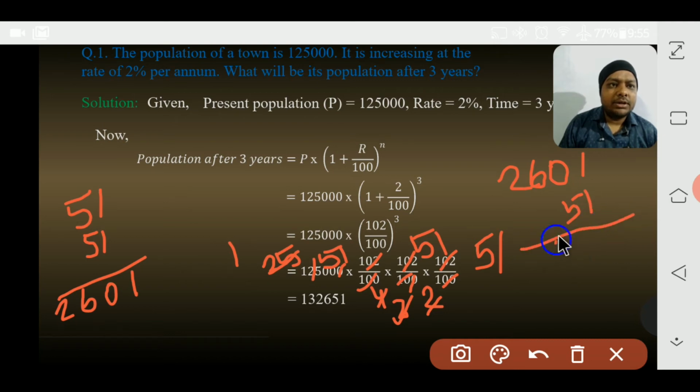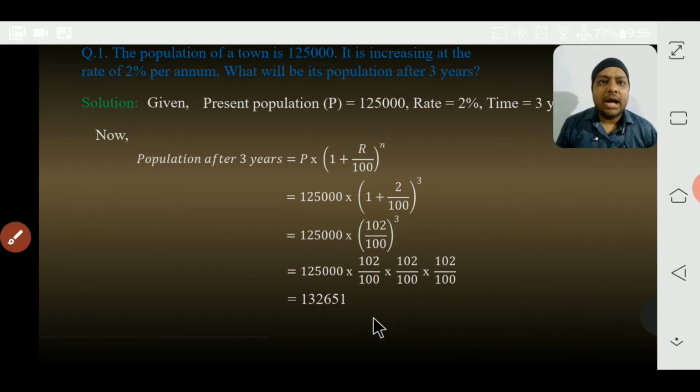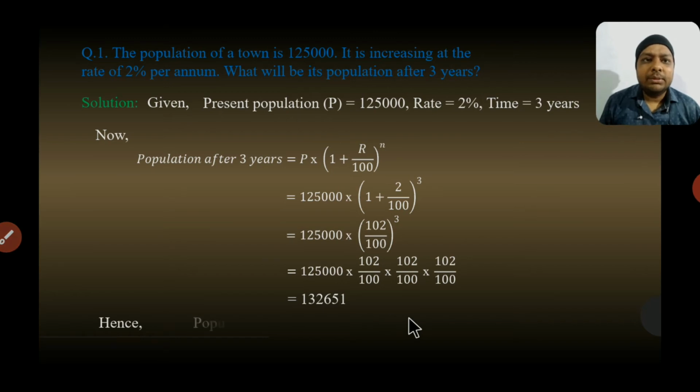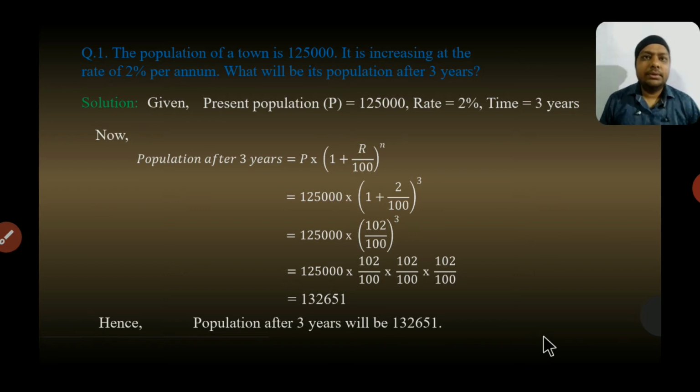Let's multiply. First 2601, same. Now 5 times 1 is 5, 5 times 0 is 0, 5 times 6 is 30, 0 carry 3, 5 times 2 is 10 and 3, 13. After adding: 1 matching, 5 matching, 6 0 6 matching, 2 0 2 matching, 13. It means the population after 3 years will be 1,32,651. Okay, students, I hope that you have all understood. So let's see the next question.